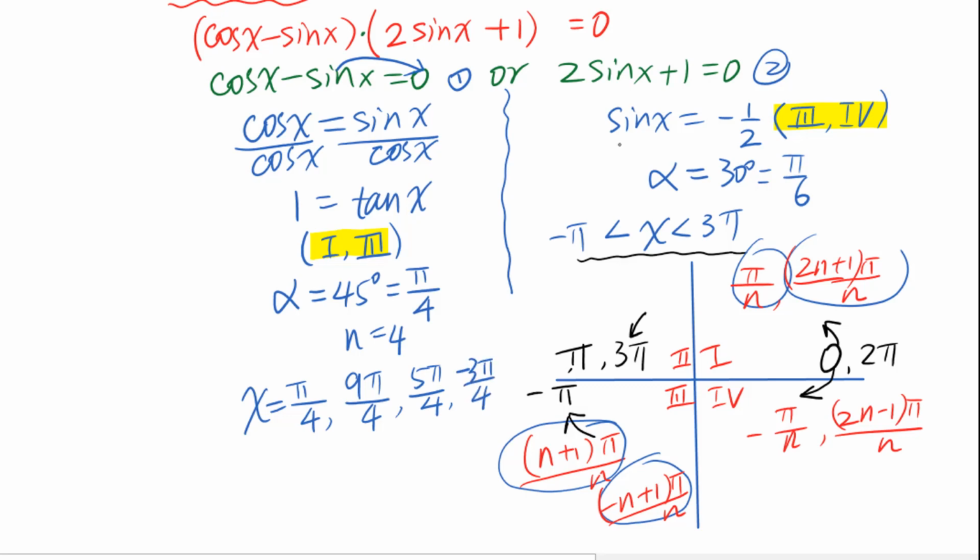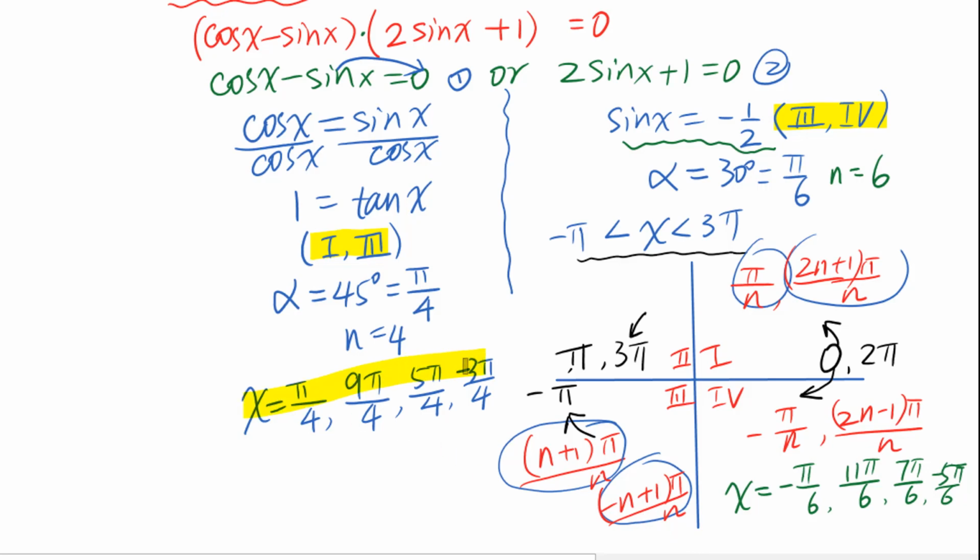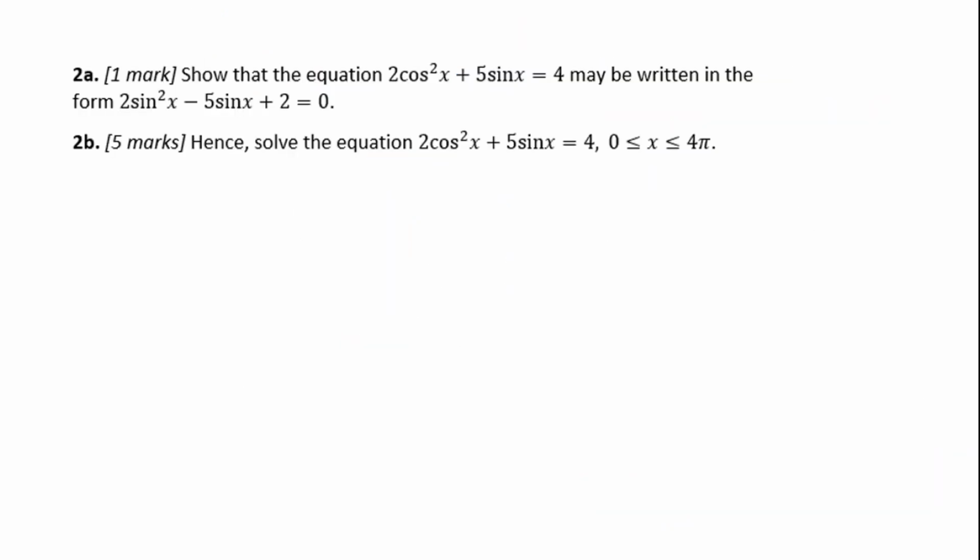For sin x equals negative 1 over 2, we know n equals 6. In the third and then the fourth quadrant, we can write down the solution. x equals negative pi over 6, 11 pi over 6, 7 pi over 6, and negative 5 pi over 6. Altogether, we have 8 solutions to this equation. Let's go to number 2.